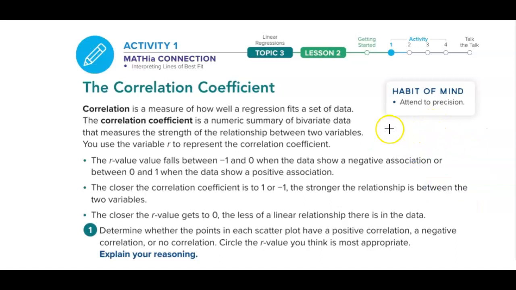Some relationships between variables show a negative slope or a negative relationship. As an example, consider the relationship between earning F's in classes and high school graduation. So you might be able to imagine that as the number of F's people earn increases, the on-time graduation rate decreases. So you see a negative association.